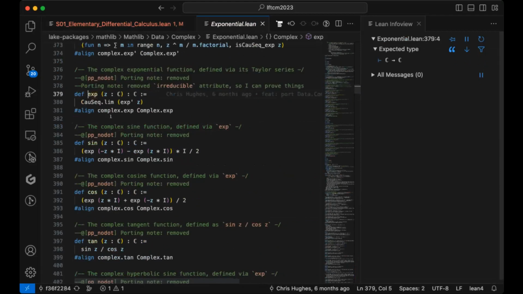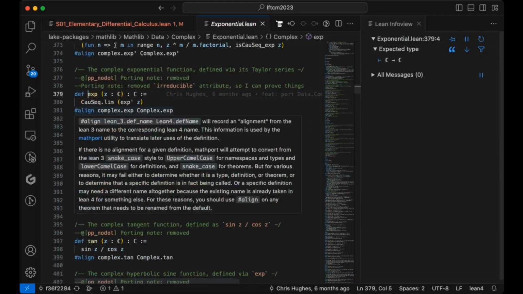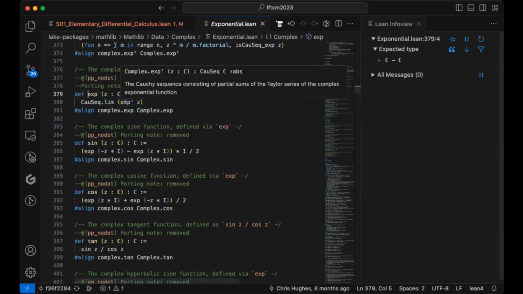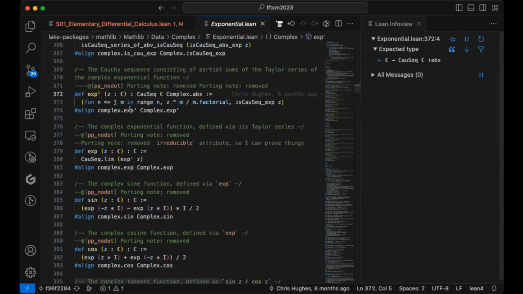Okay, so I've just jumped to the definition of the exponential, right? It in turn is defined as the limit of a Cauchy sequence of exponential prime. Well, the only thing that can be is the power series. So let's have a look. And indeed, it's this.